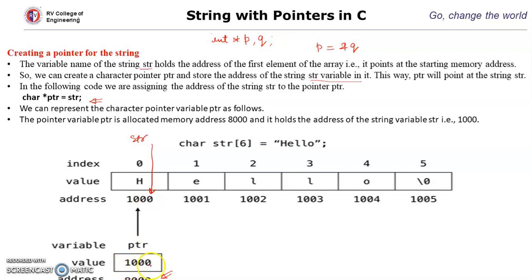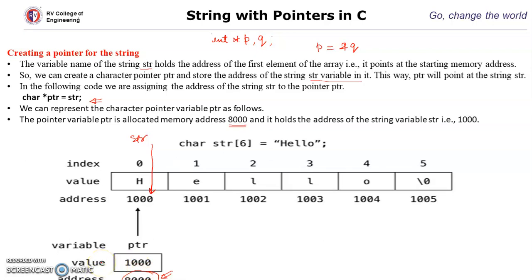So that means the value will be 1000. Okay. So we can represent the character pointer variable ptr as follows. The pointer variable ptr is allocated memory address 8000. So this is the memory address. 8000 is the memory address for ptr, and it holds the address of the string variable str, that is 1000. So this value will be 1000, and this 8000 will be the address for ptr.